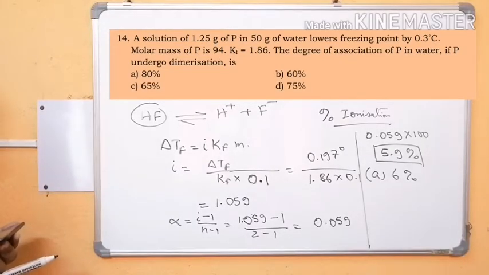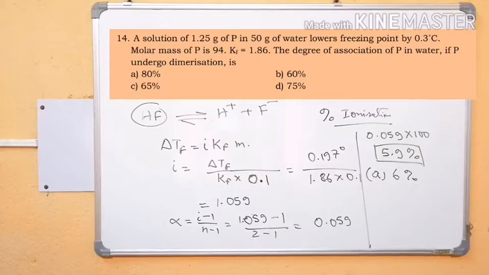Once again read the question, because the first step in solving the problem is to know what the question is all about. So read once again: a solution of 1.25 gram of P, a compound, in 50 gram water, lowers the freezing point by 0.3 degree. The molar mass of P is 94, Kf is 1.86. The degree of association of P in water if P undergoes dimerization is how much?